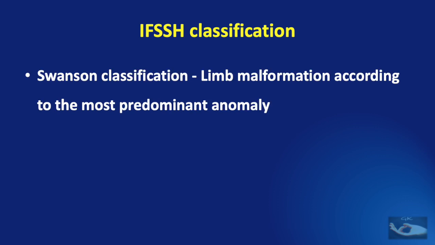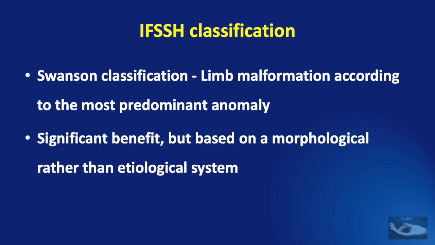In the Swanson classification, which was the basis of the IFSSH classification, each limb malformation was classified according to the most predominant anomaly and is placed into one of 7 categories that we have seen. It has definitely been of significant benefit, but it remains based on a morphological rather than etiological system, and so this system is unable to adapt to increasing knowledge.